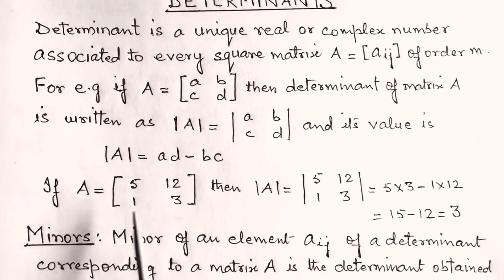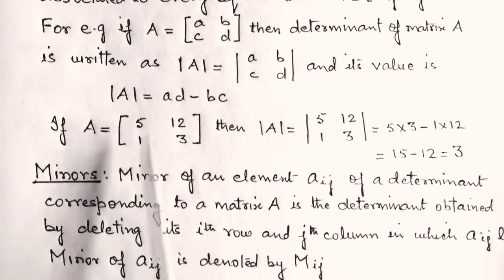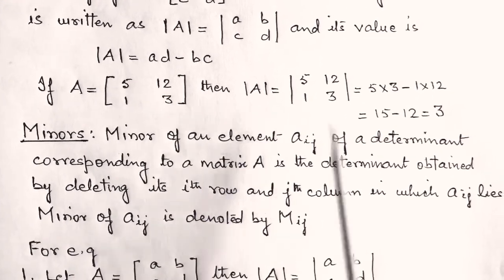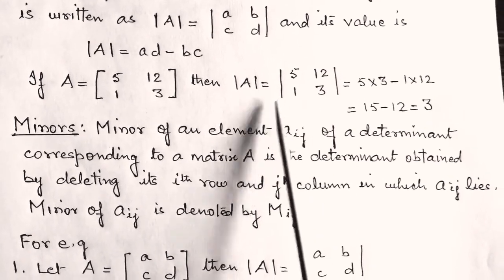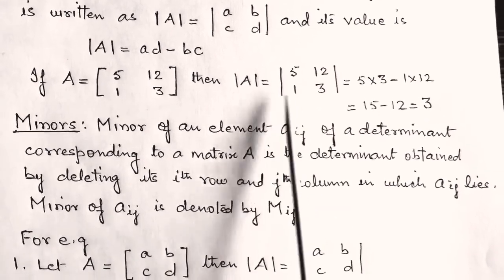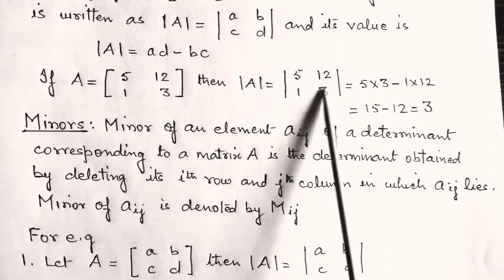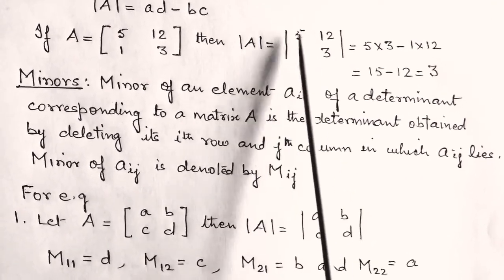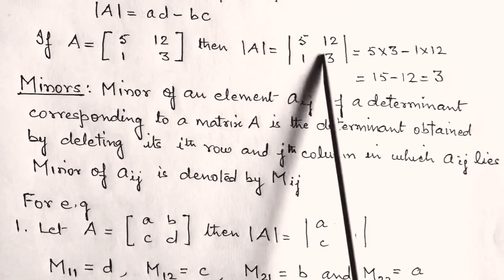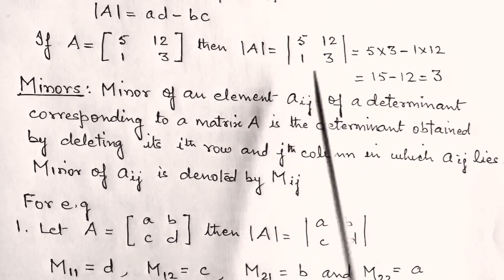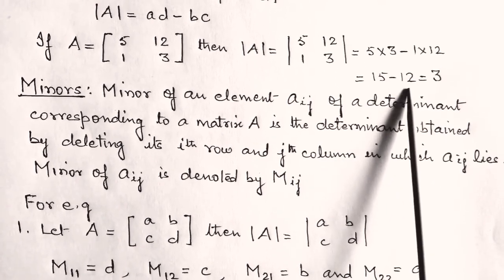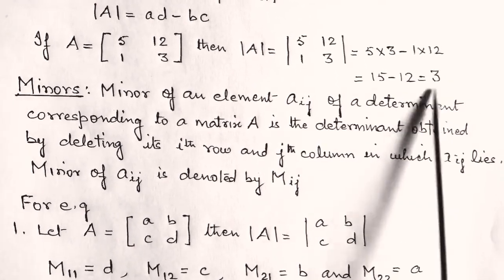Right? For example, if you have a matrix A having elements 5, 12, 1, 3, then the determinant will be, right, associated with this matrix. So here I write 5, 12, 1, 3. To find its value, multiply 5 by 3. So 5 3s are 5 into 3 minus 1 into 12. So that is 15 minus 12 is equal to 3.